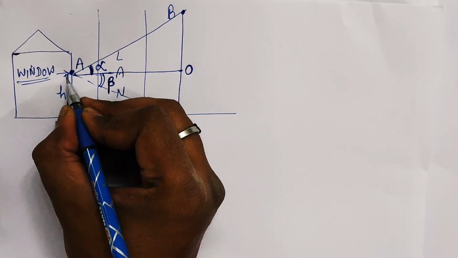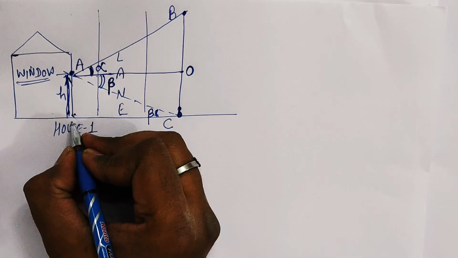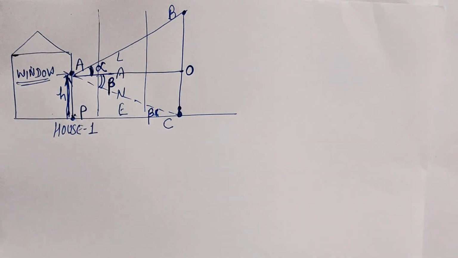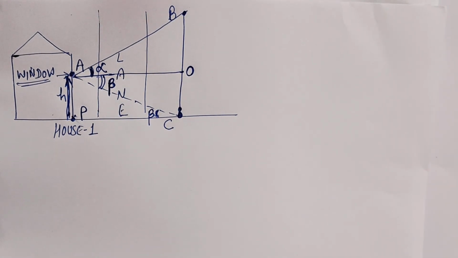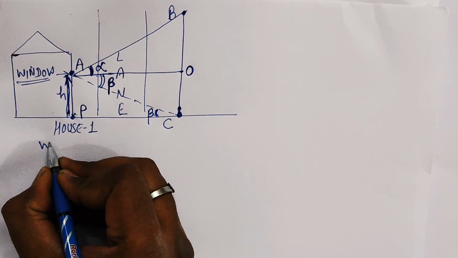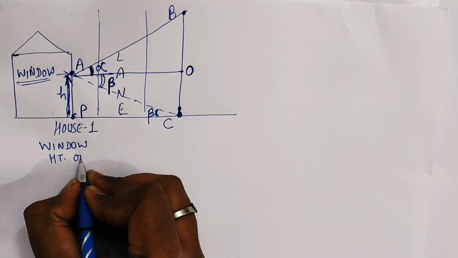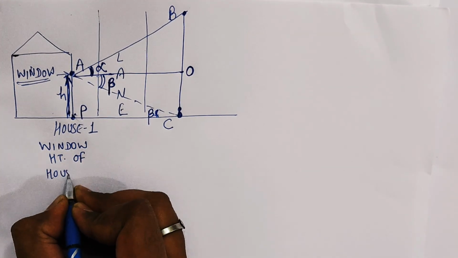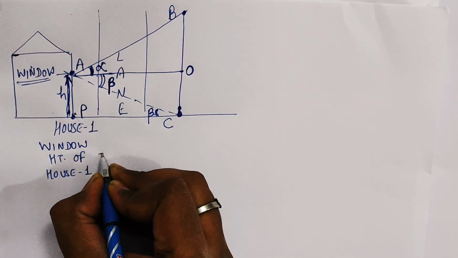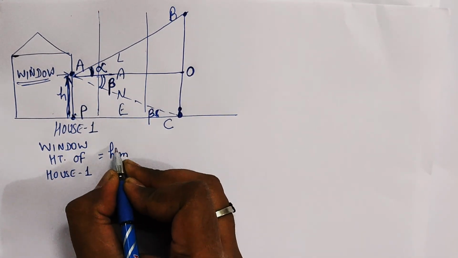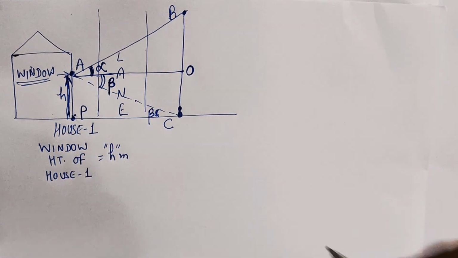And the height of the window for the first house is given as h, this one, right? Let's say P to A is h as given in the question, right? So I'm writing it over here. Window height of house 1 is h meters, right?